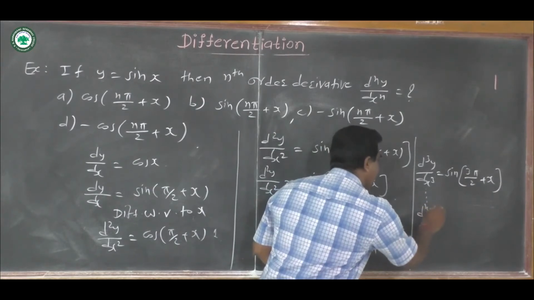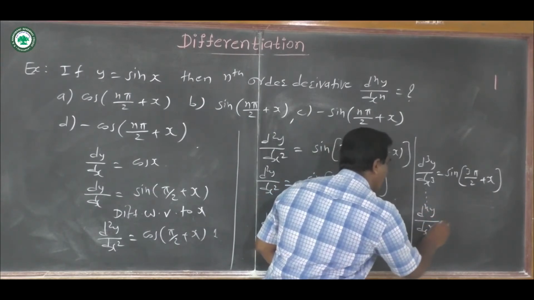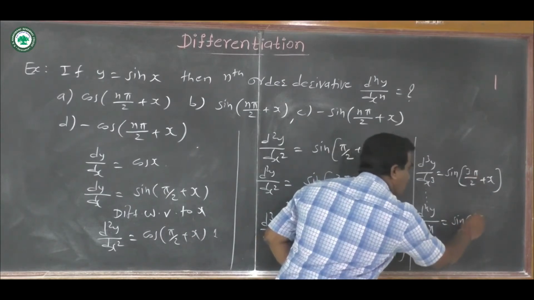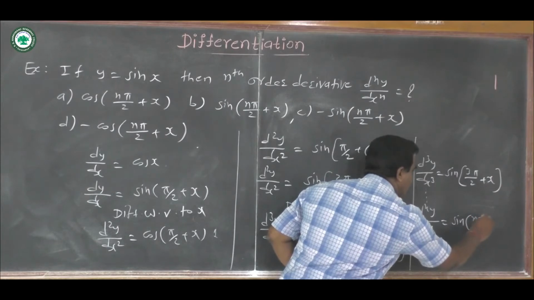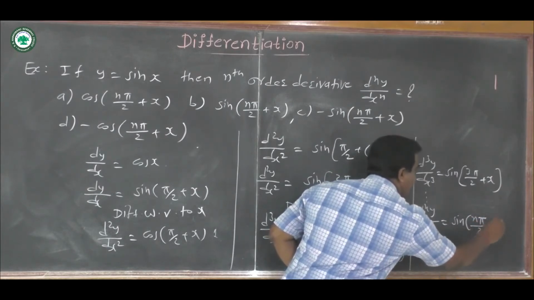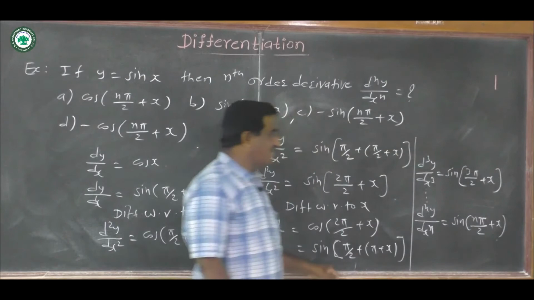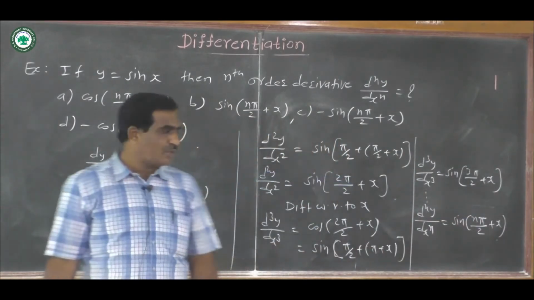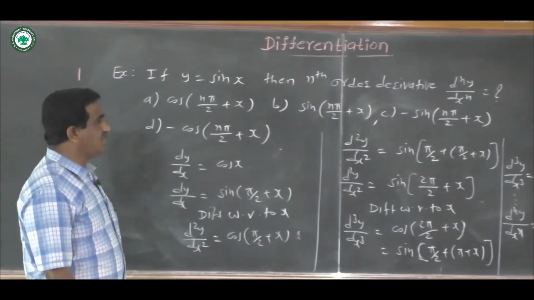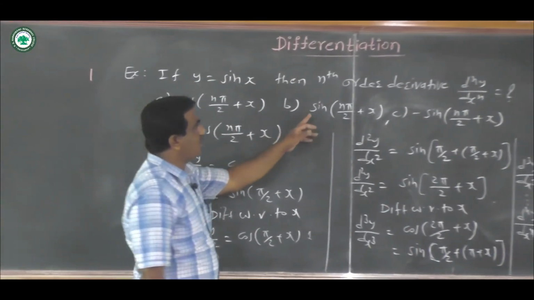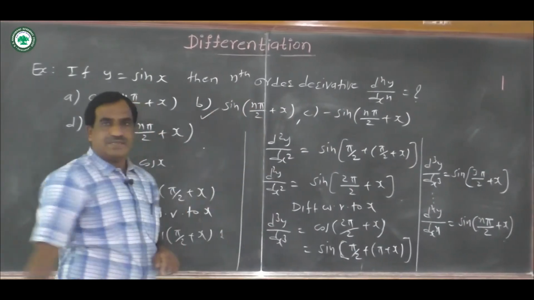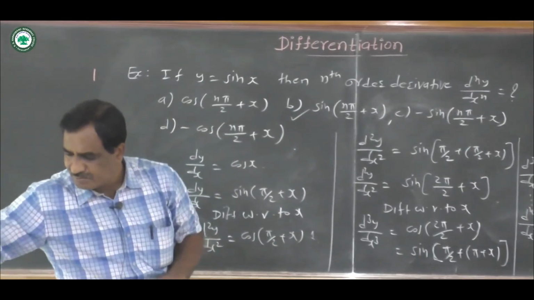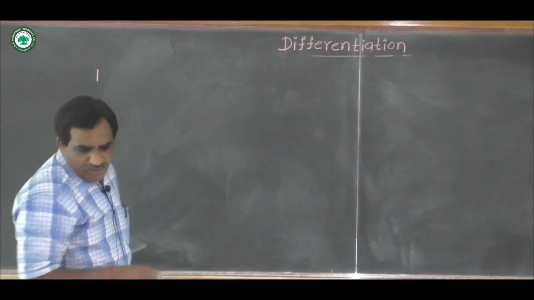d n y by dx raised to n, sin as it is. Instead of 3 pi by 2, we can write here n pi by 2 plus x as it is. Okay, that is our answer is sin of n pi by 2 plus x. The value for d n y by dx raised to n is sin of n pi by 2 plus x, which is in option number B. This is the correct answer. Okay, now we see the next example, the nth order derivative.